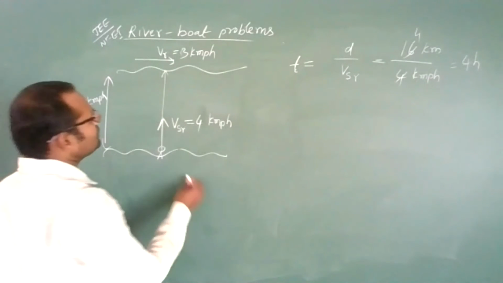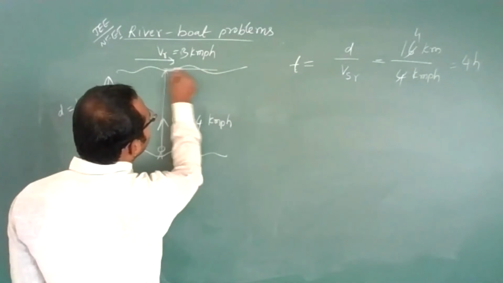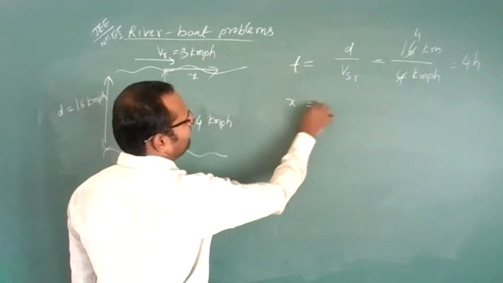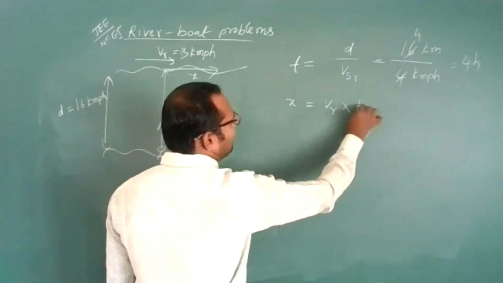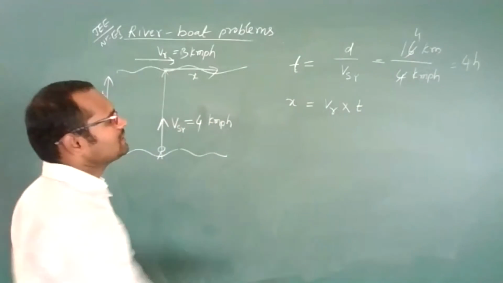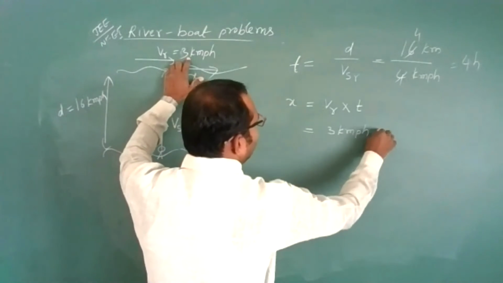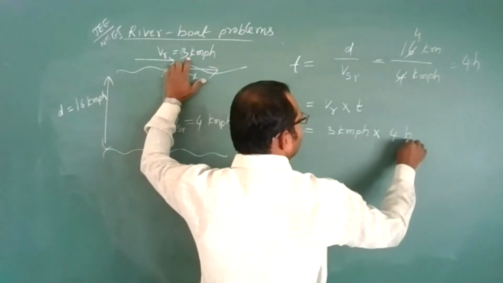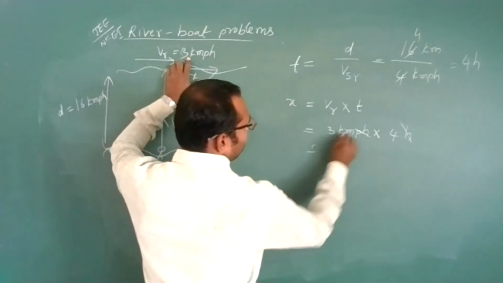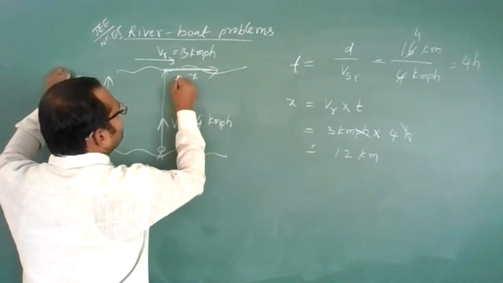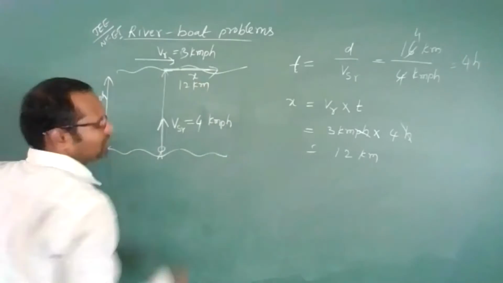Okay. Now, within these 4 hours, he will travel some distance in this direction. X distance he will travel. How much distance will he travel? That is velocity of river into time taken to cross the river. So, velocity of river how much? 3 km per hour into time 4 hours. Hour per hour cancelled. 3 into 4 is 12 kilometers he will travel in this direction.